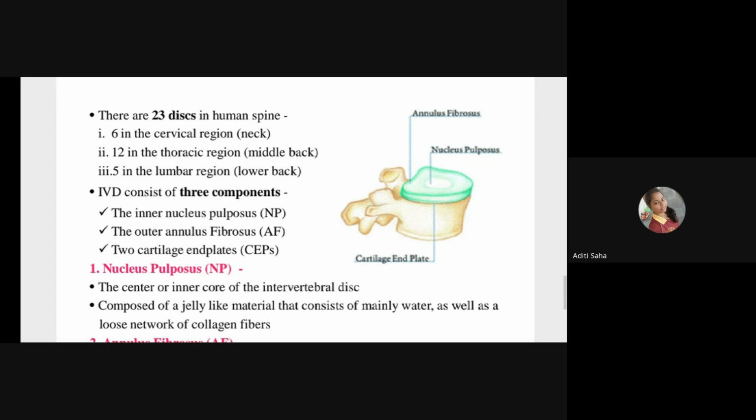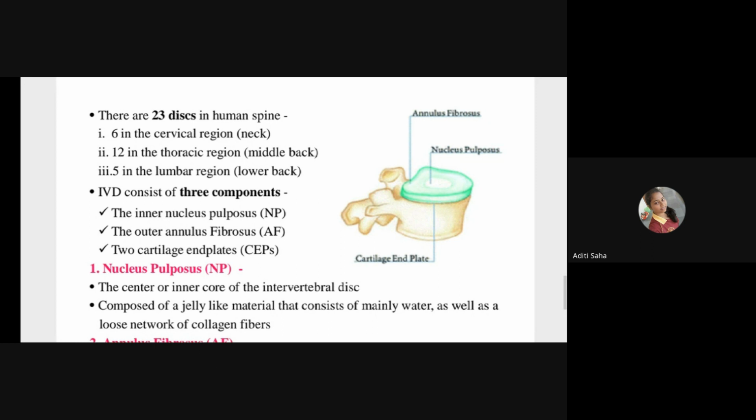So total 23 intervertebral discs are present, 6 in cervical, 12 in thoracic, and 5 in lumbar region. Next, an intervertebral disc consists of 3 components. The inner nucleus pulposus we have already seen in the above picture. It is also visible in this picture. In the middle of the intervertebral disc, you can see the nucleus pulposus, the outer annulus fibrosus, and the 2 cartilage end plates.